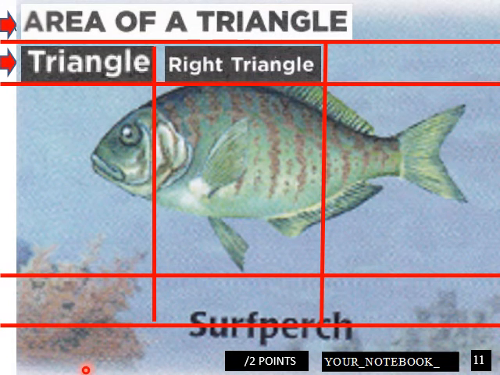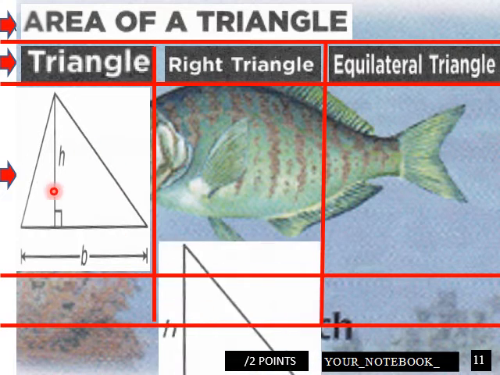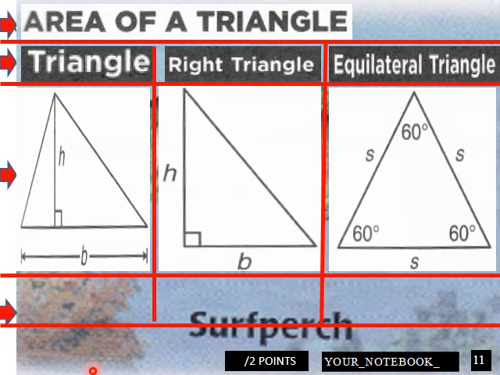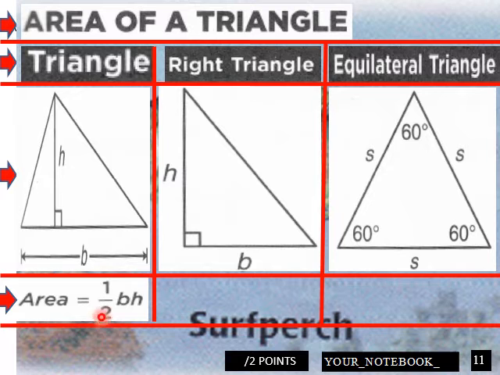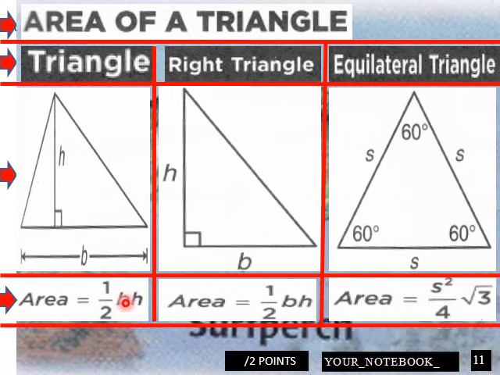Area of a triangle, right triangle, and an equilateral triangle. Here is a triangle, right triangle, equilateral triangle. Area equals 1/2 base times height. For an equilateral triangle, area equals s squared over 4 times the square root of 3 in this situation here, unless we divide it up into two.